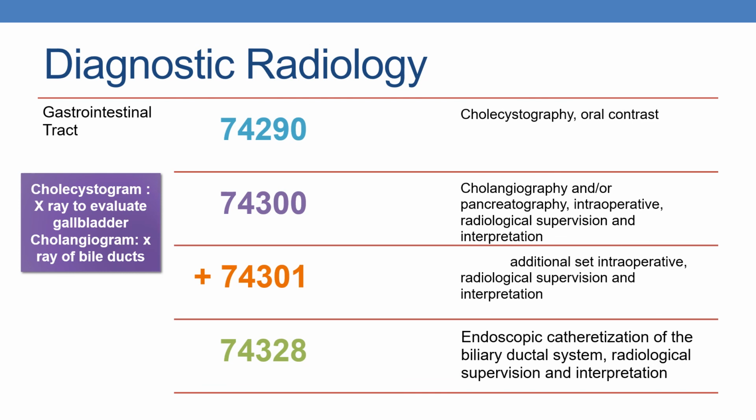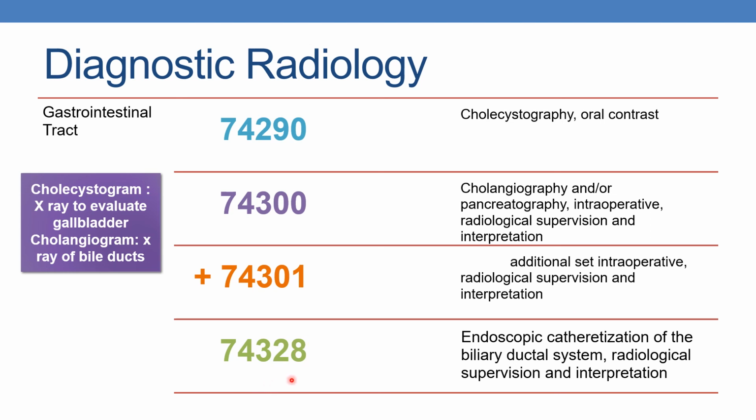The next is 74290, which is nothing but cholecystography, oral contrast. Cholecystogram is X-ray to evaluate gallbladder. Cholangiogram is X-ray of bile ducts. The next CPT is 74300, which is nothing but cholangiography and or pancreatography, intraoperative radiological supervision and interpretation. The next is an add-on code plus 74301, which is nothing but cholangiography or pancreatography, intraoperative, additional set, intraoperative radiological supervision and interpretation.